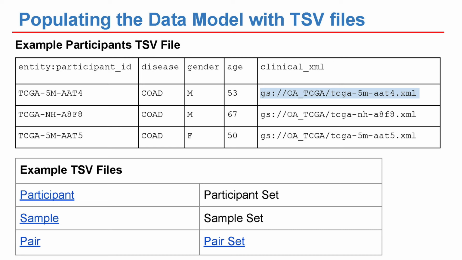Okay, so we looked at sample, and again, here's pair. You'll see the same sort of organization, participant ID, and in this case, the case followed by TP, and the control followed by NB. Remember that TSVs have to be uploaded in a specific order, and now you can sort of see why you've got to upload participant first in order to hang any of the rest of those entities off of that.